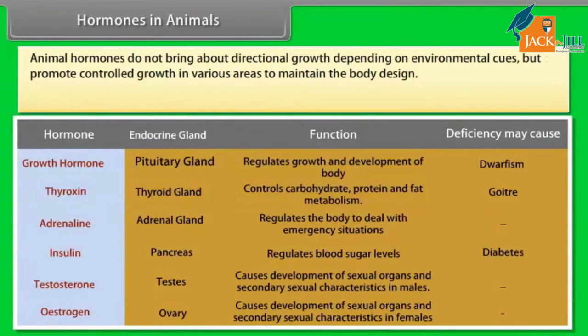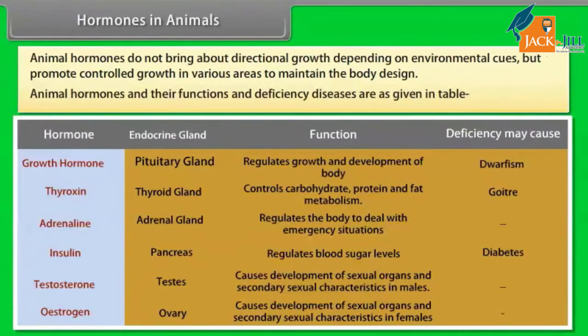Animal hormones do not bring about directional growth depending on environmental cues, but promote controlled growth in various areas to maintain the body design. Animal hormones and their functions and deficiency diseases are as given in table.